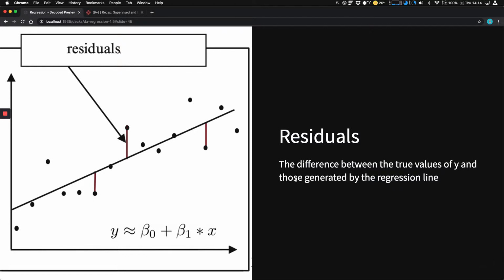So it's represented as these red lines here in this graph, where the dots represent the true values of the dependent variable, and the black line here is the values estimated by a regression line. In this case, up here, the residual is positive, so it's defined as true minus predicted, so this is a positive residual. And down here at the bottom, we have two examples of negative residuals, where it's true minus predicted.